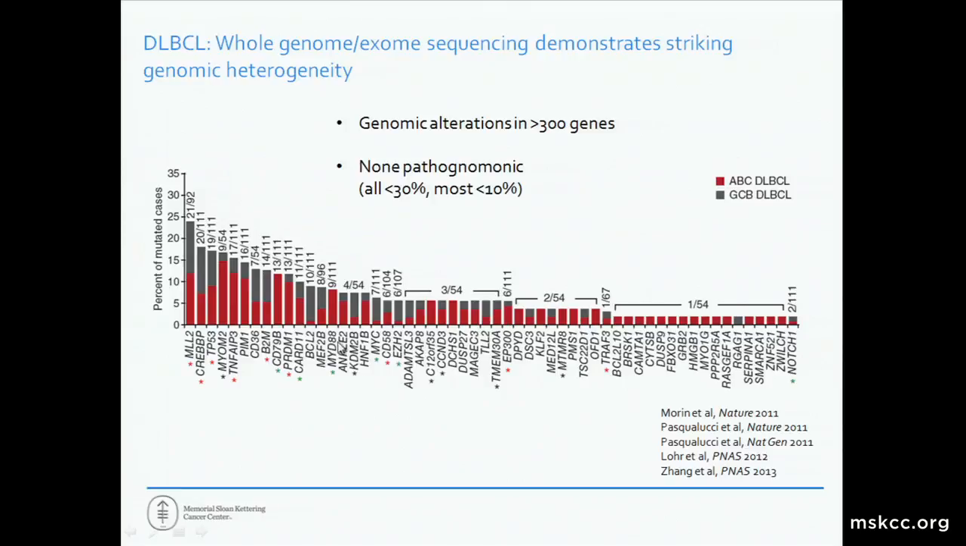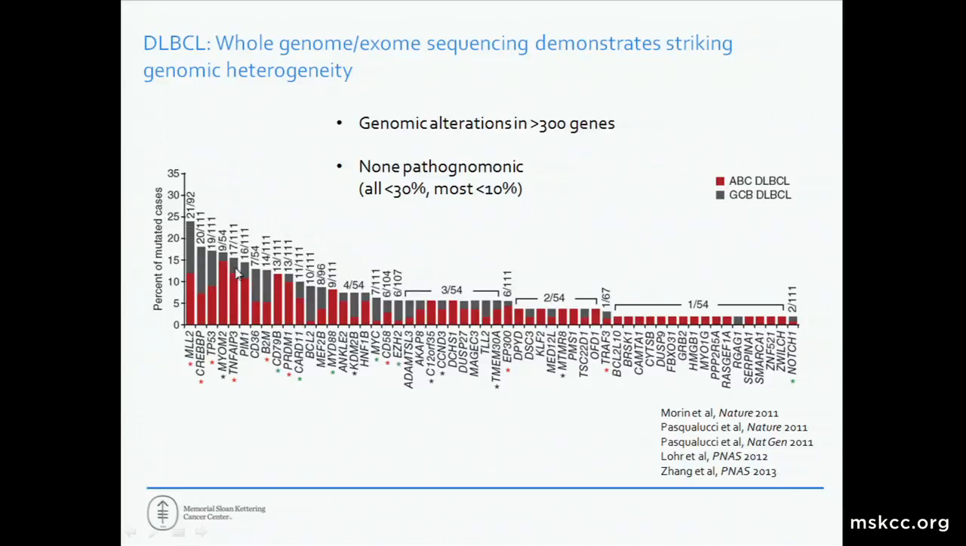This is a graph from one of the papers from the Dalla-Favera group that sequenced a large cohort of DLBCL. On the x-axis are individual genes, and the y-axis shows the percent of cases that harbor mutations in that gene.